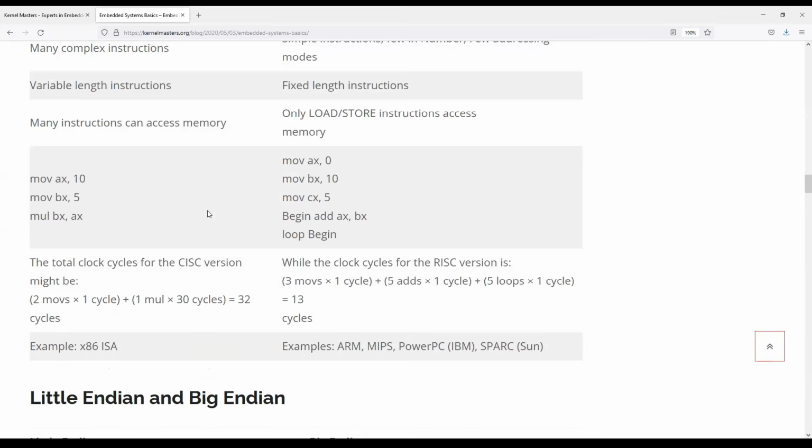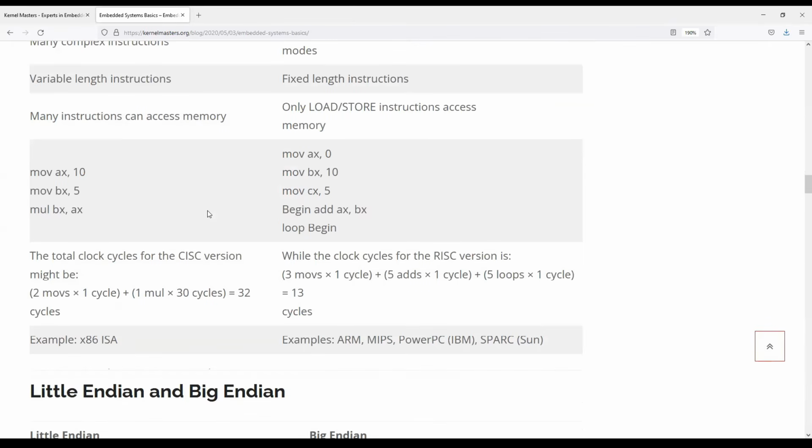See, how many cycles are taken by CISC? 32. RISC, how many cycles taken? 13, for the same operation. So what is an example of CISC? Intel. Intel is also called x86. From 8086 onward, Intel processor is also called x86, and also x86-64.